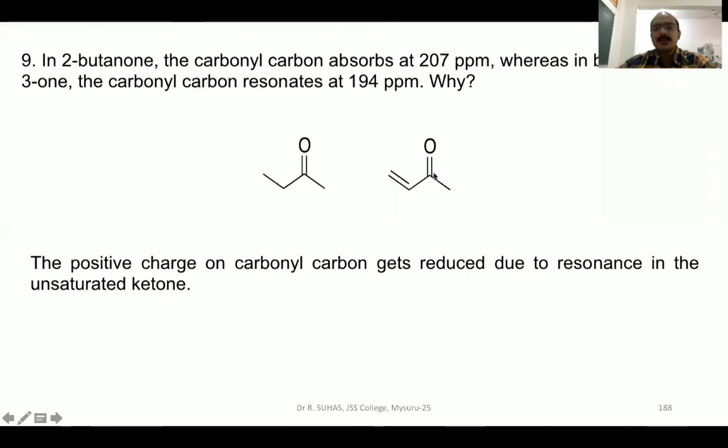So the positive charge on the carbonyl carbon gets reduced due to resonance in the unsaturated ketone. So when it is moved here, this carbon gets a positive charge, and the positive charge here gets reduced because of the resonance in the unsaturated ketone, and this is the reason why this alpha beta unsaturated ketone is resonating at a lesser delta value, whereas this plain ketone is resonating at a higher delta value. So this is all about different kinds of problems based on C13 NMR, and also composite problems involving UV, IR, PMR and CMR that we have studied in this module.